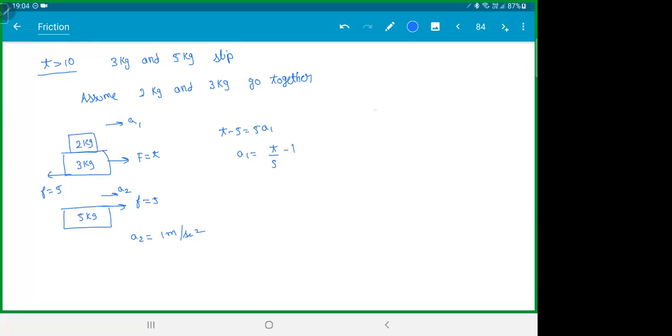Then again, take the 2 kg block. We have to check at what time this will slip. Again, this friction, acceleration 2 into A. That will be 2 into (T by 5 minus 1) less than or equal to 4. So T by 5 minus 1 less than or equal to 2. That will be T less than or equal to 15 seconds. Did you observe something? Actually slipping starts at 15 seconds.